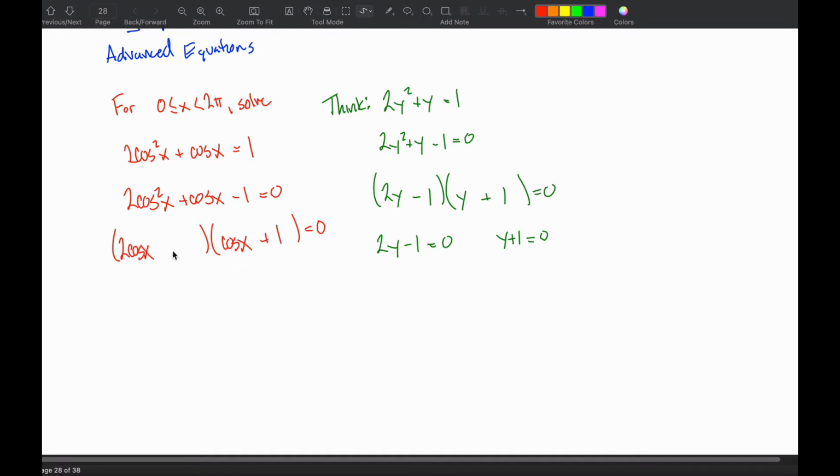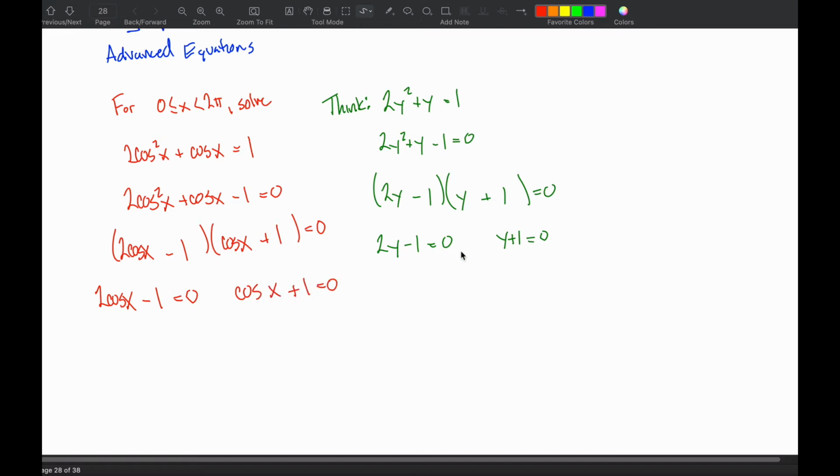The +1 will have to go on this side, and the -1 will go on this side. Again, thanks to my multiplicative property of 0, I got something times something equals 0. So that means either the first something, 2 cosine of x minus 1, is equal to 0, or the second something, the cosine of x plus 1, equals 0.